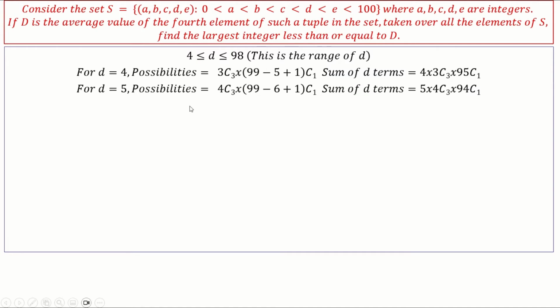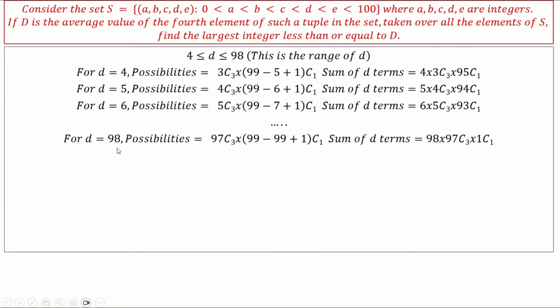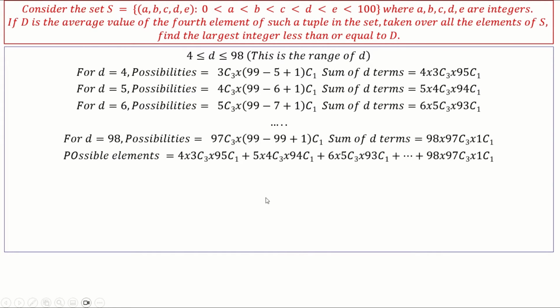Now, if D equal to 5, what are the possibilities? ABC can be any of the 4 numbers, 1, 2, 3, 4, so 4C3. And E can be 99 minus 6 plus 1, that is C1. So sum of terms is 5 times 4C3 into 94C1. So it will go like this. And when D equal to 98, possibilities are 97C3 into 99 minus 99 plus 1, that is 1C1. So sum of terms will be 98 into 97C3 into 1C1. So this is the sum of D terms. Possible elements are all this basically.